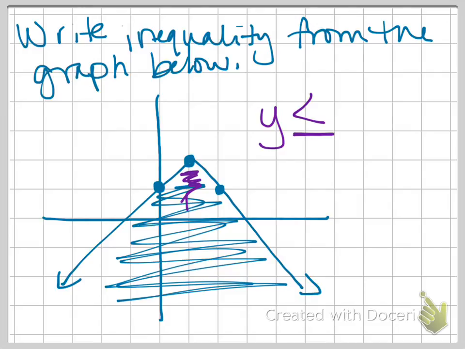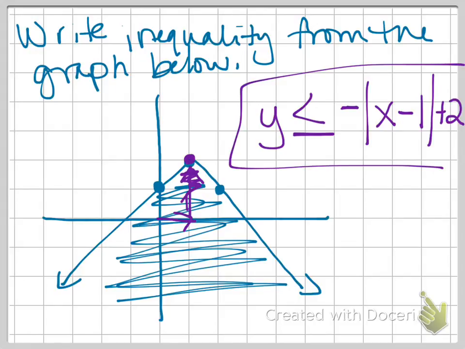I also know that it's pointing down, so that means that I have to have a negative absolute value, okay? And I'm going to have my x. Now, I move, so I got to focus on my vertex here. And I moved 1 unit right, so that means it's going to be x minus 1. And I moved 2 units up, so that's going to be a plus 2. And at this point, I have written the inequality from the graph.